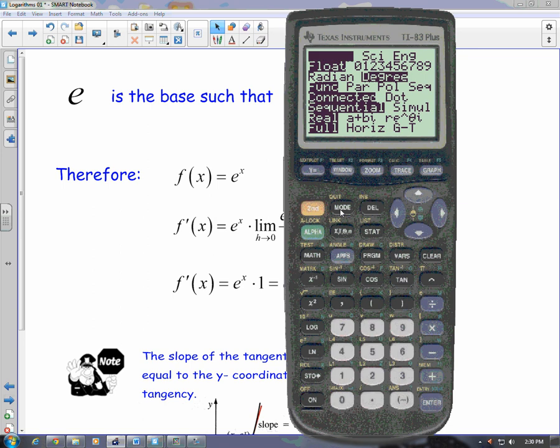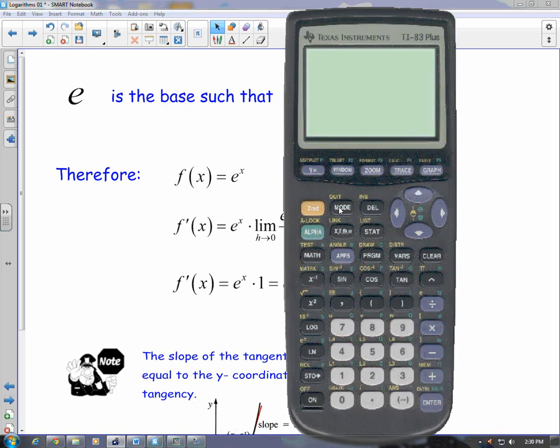On your calculator, do you see where the letter e is? You haven't seen that e before. Second function, and then the division symbol. What happens when you press enter? Hey, it's 2.718, right?